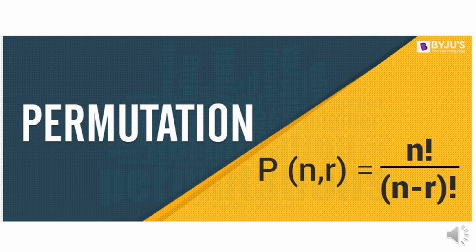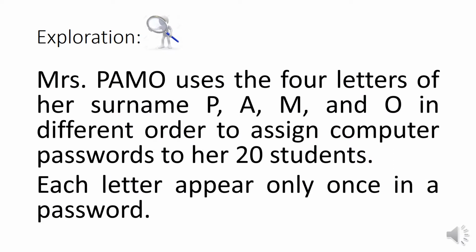To understand what is permutation, let us have this situation. Mrs. Pamo uses the 4 letters of her surname, P, A, M, and O, in different order to assign computer passwords to her 20 students. Each letter appears only once in a password. The question is this: are there enough passwords for Mrs. Pamo's 20 students? How many different passwords can Mrs. Pamo create? If you want to answer, just comment down below.